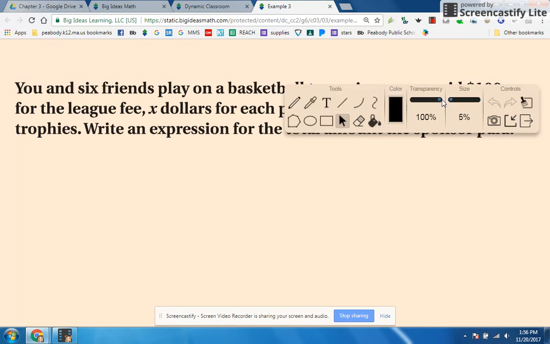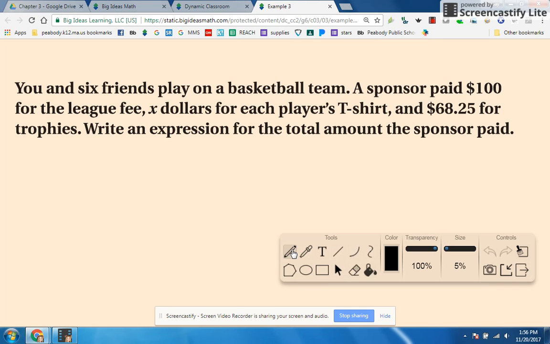All right, let's see if we could try this one. So this is doing it with a word problem. So let's take a look. They want us to write out the expression and then simplify it. So it says, you and 6 friends play on a basketball team. A sponsor paid $100 for the league fee. So we'll start with $100 for the league fee. X dollars for each player's shirt. So I'll put an X for each player's shirt. We don't know how much. And $68.25 for trophies.